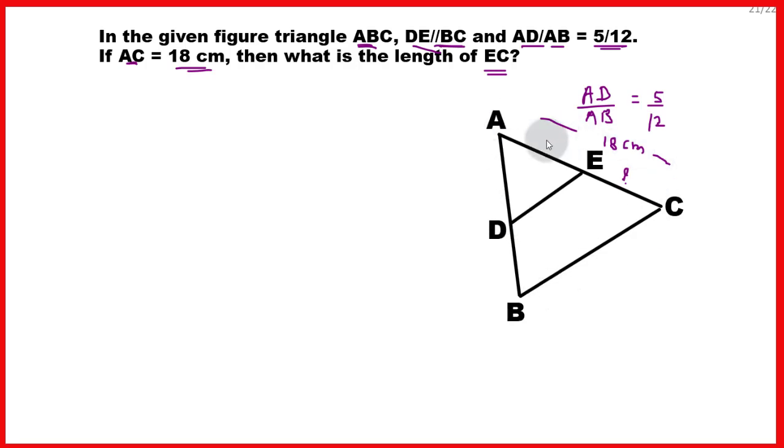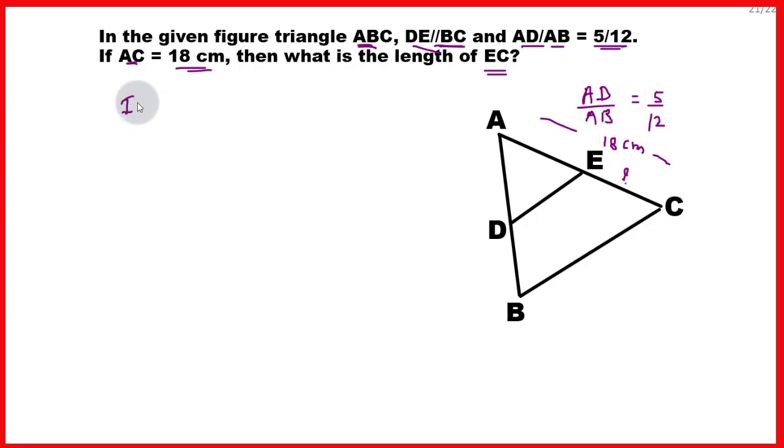And since we know that in triangle ABC, DE is parallel to BC, then by basic proportionality theorem, we can say that AD upon AB is equal to AE upon AC.